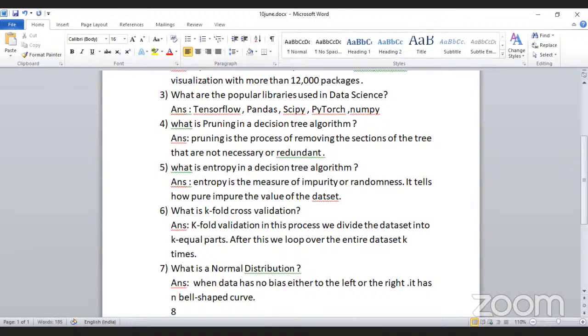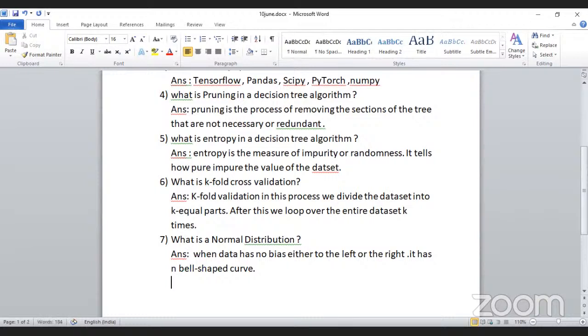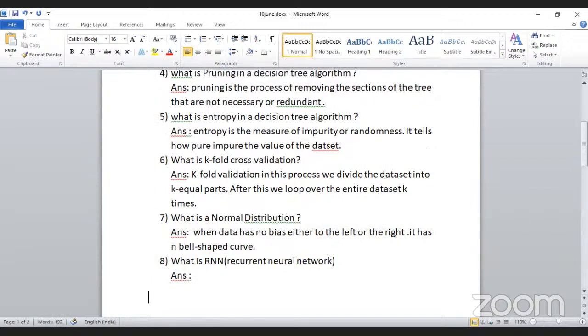My next question is, what is RNN? RNN is a recurrent neural network.